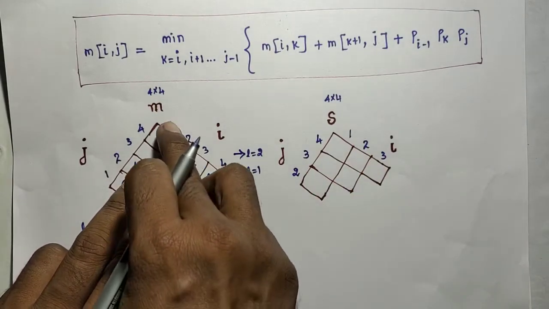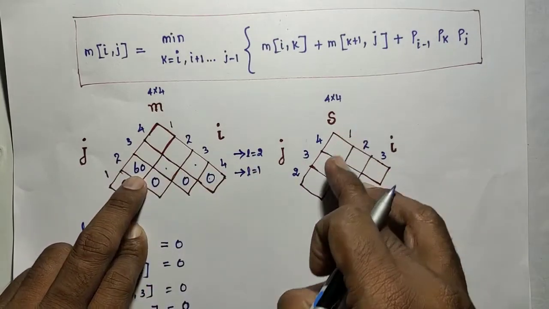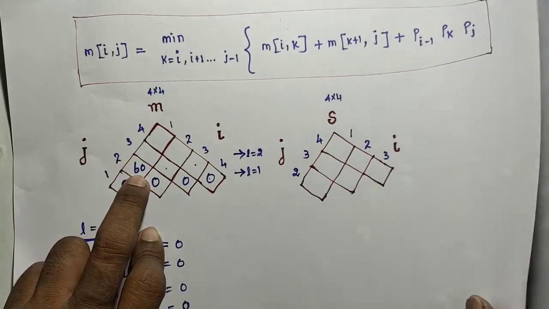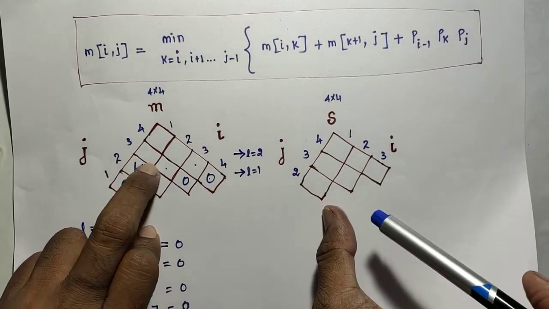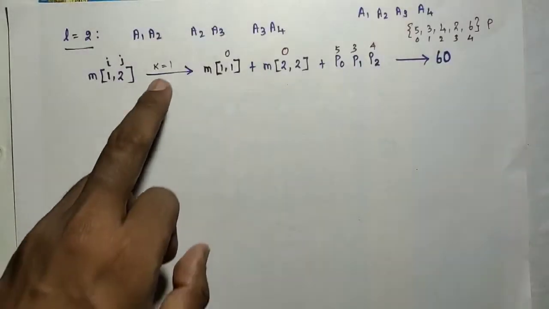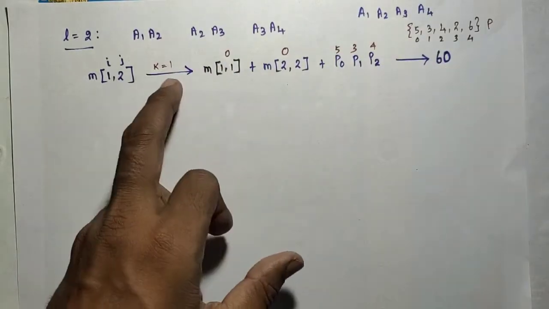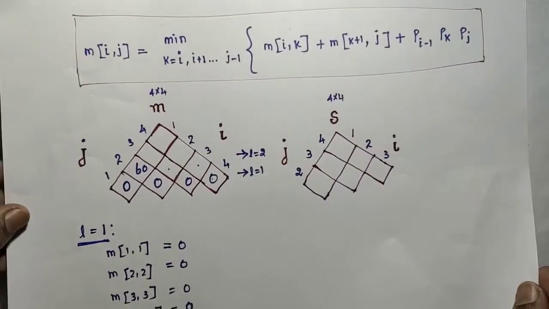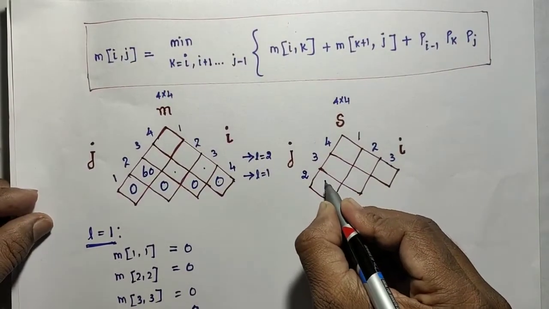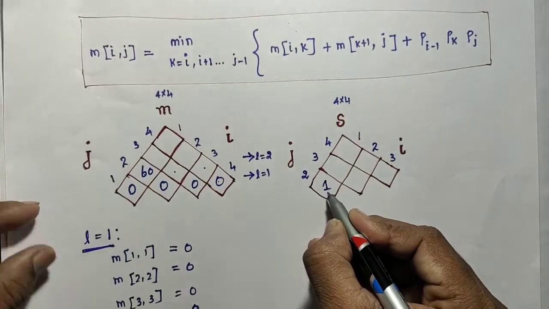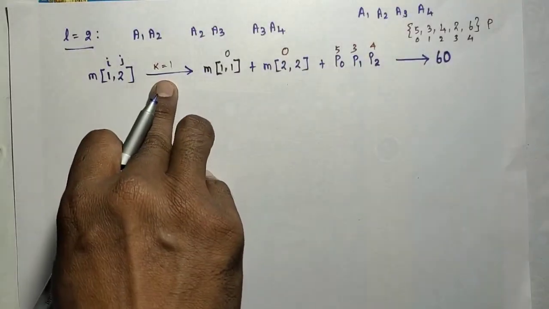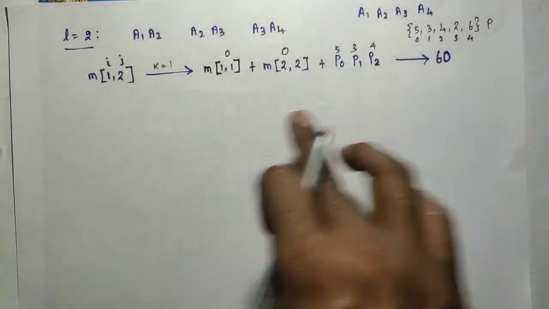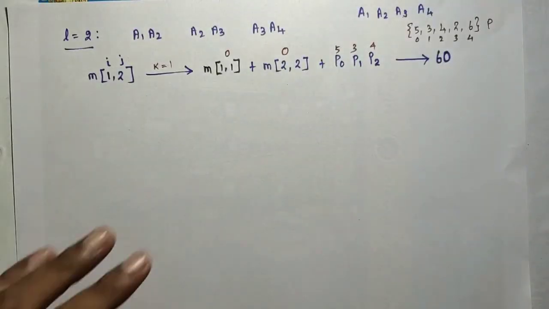But when you are filling 1 comma 2 in m, at that time we need to fill the corresponding s value. The corresponding s value means for which k value you obtained this minimum, which split position you obtained that minimum. That k is equal to 1, so that 1 has to be filled here. So s of 1 comma 2 will be filled with the corresponding split position, and the m value of 1 comma 2 will be the final value. Like that we have to fill it.